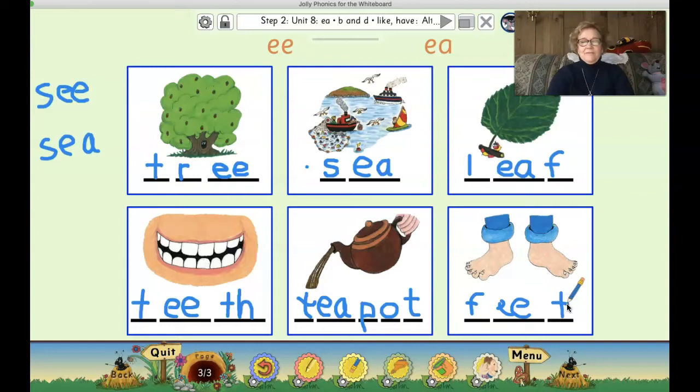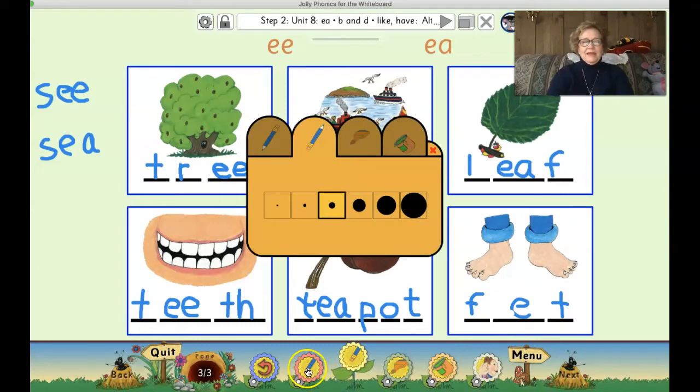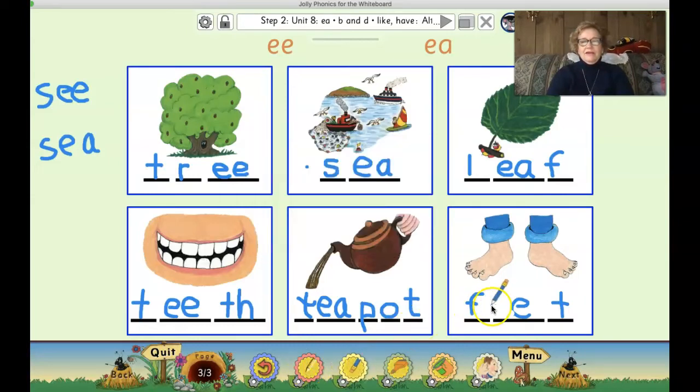Nice job. All right, Miss Bible's going to go erase one of these E's because she didn't do a very good job. So let's fix that. All right, now let's put that E back in there, okay? Here we go. E. Oh, much better. All right, let's see if we can read our words.